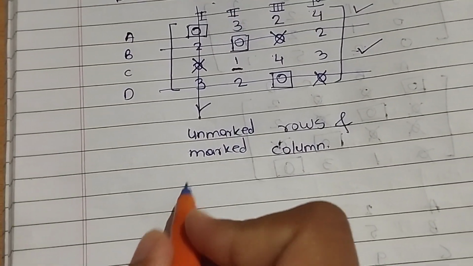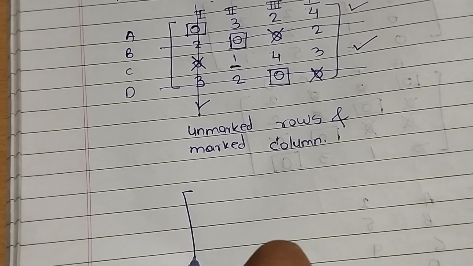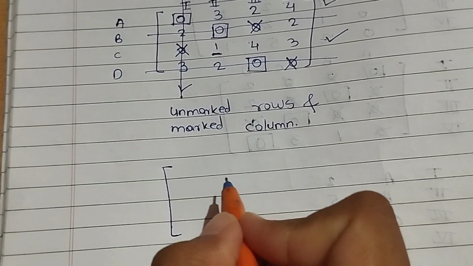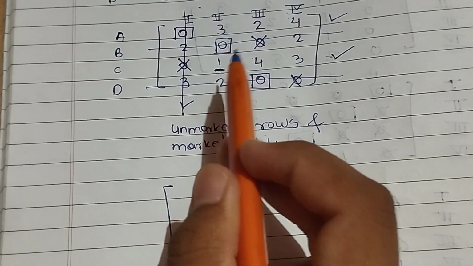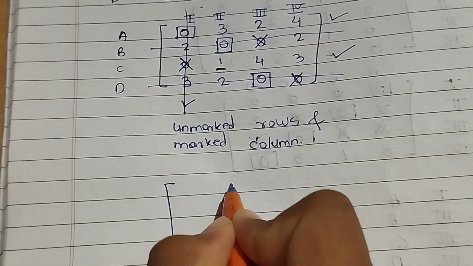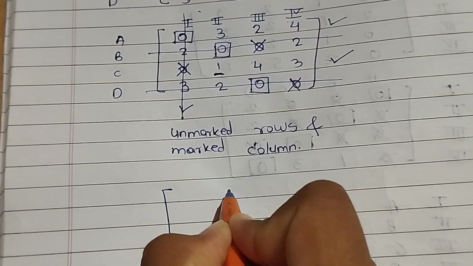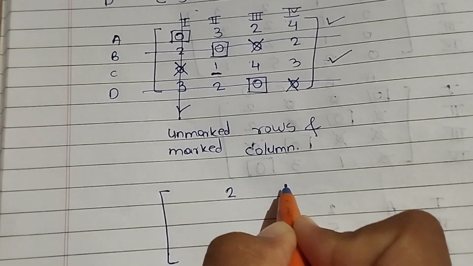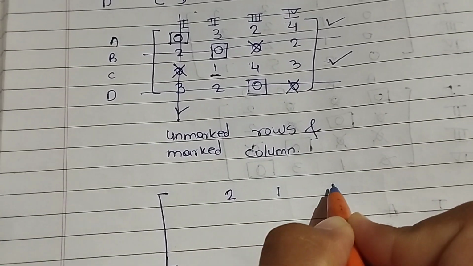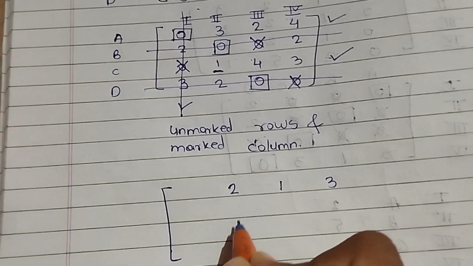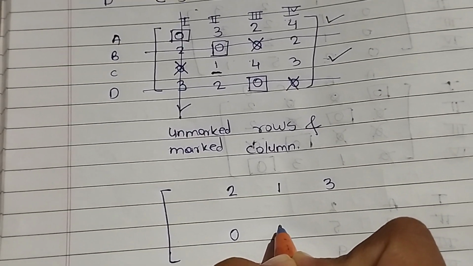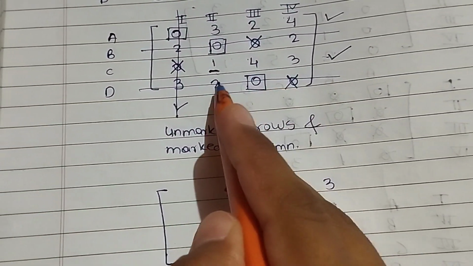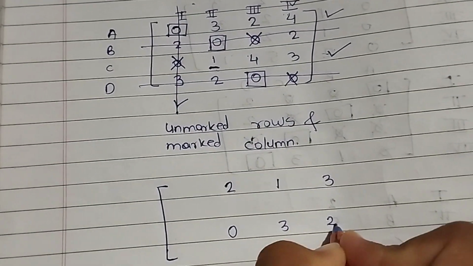We perform the steps one by one so you get a clear idea. Subtract the smallest element from the uncovered elements. So 3 minus 1 is 2, 2 minus 1 is 1, 4 minus 1 is 3. Then 1 minus 1 is 0, 4 minus 1 is 3 and 3 minus 1 is 2.